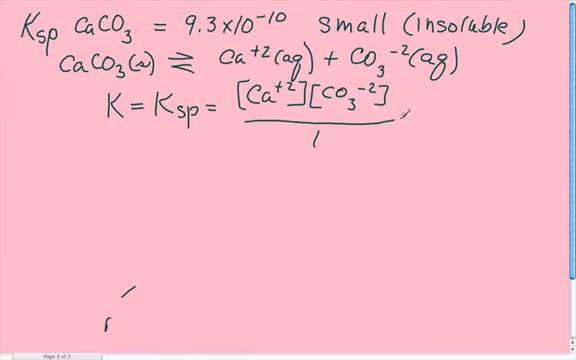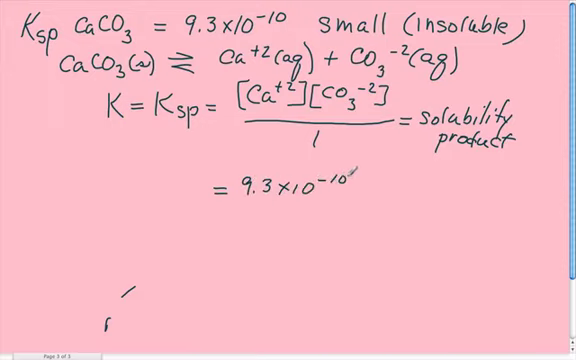So this expression is, oh my gosh, what is it? The solubility product. And that is a kind of equilibrium constant, except it's not really a ratio because the denominator is 1. Okay, so if this is the number, let's see.